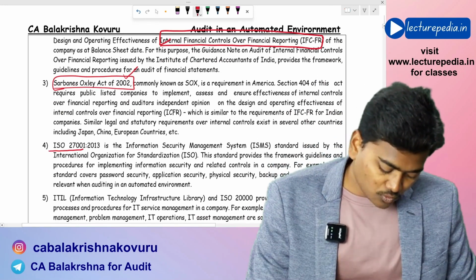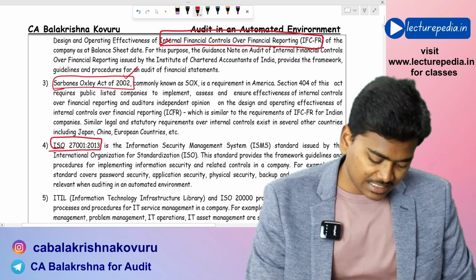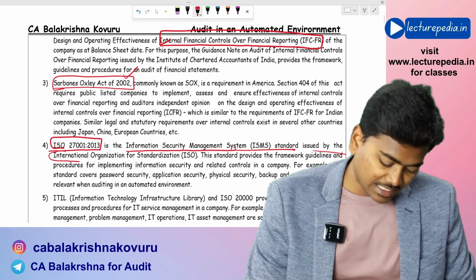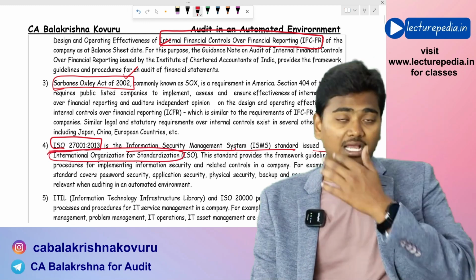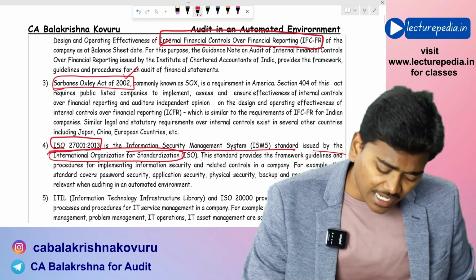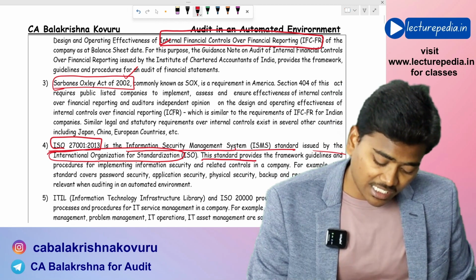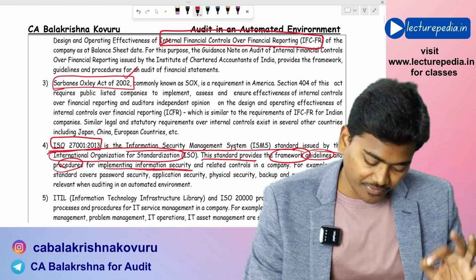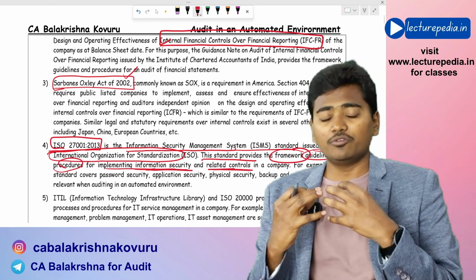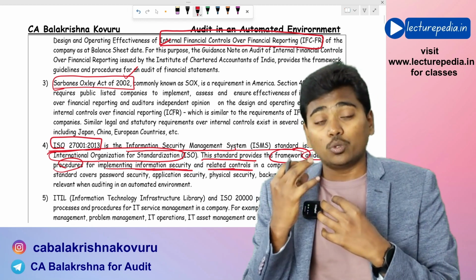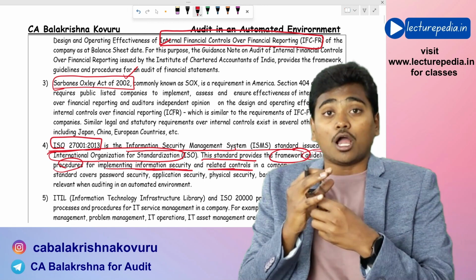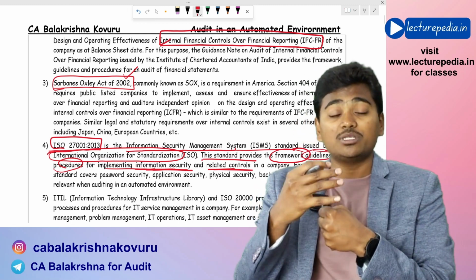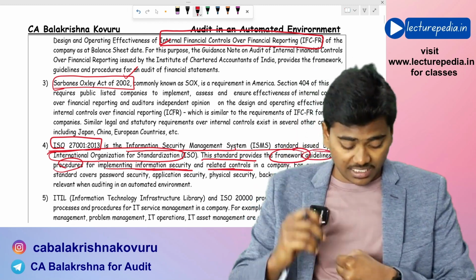Next, ISO 27001 2013. Basically, this is an information security management system standard that has been issued by the International Organization for Standardization. ISO has issued this standard. And what is the purpose of this standard? This standard provides a framework, guidelines, and procedures for implementing information security and related controls. Now, in the organization, there will be various data, various information available. To ensure security of that information, the security aspects that have to be implemented within the entity will be specified by ISO 27001 2013. Hope that is clear.